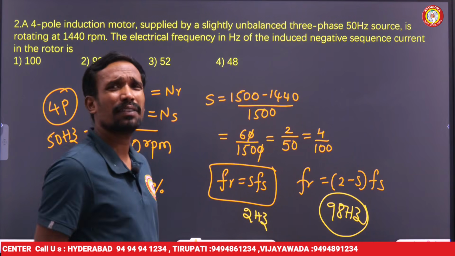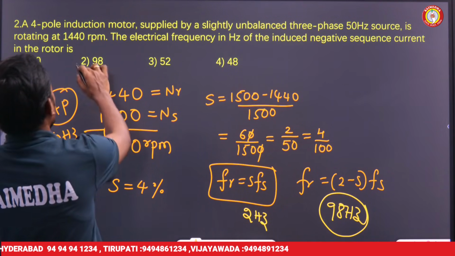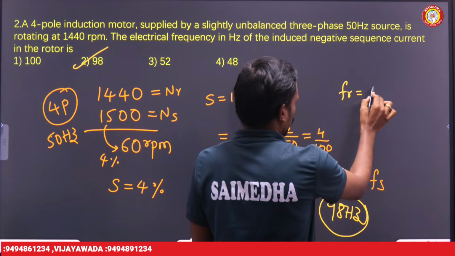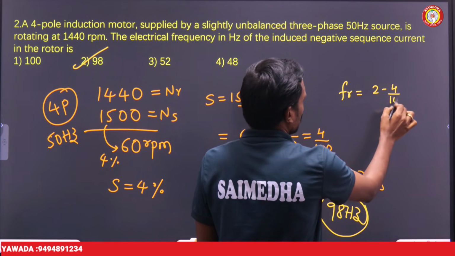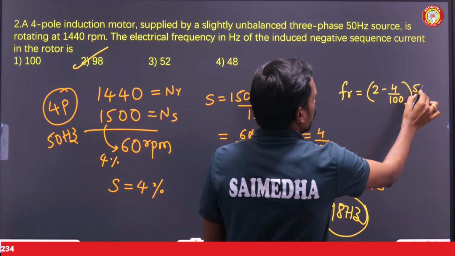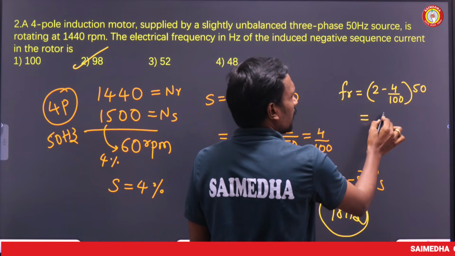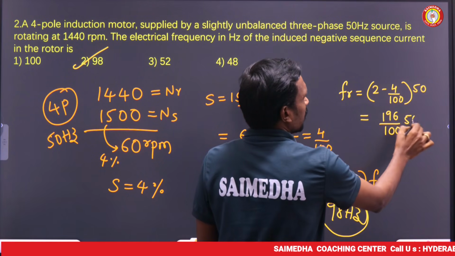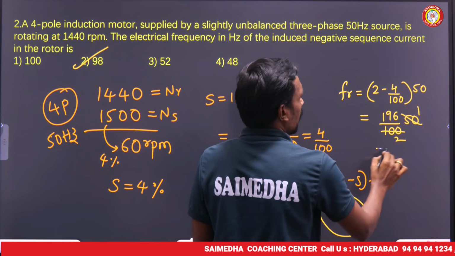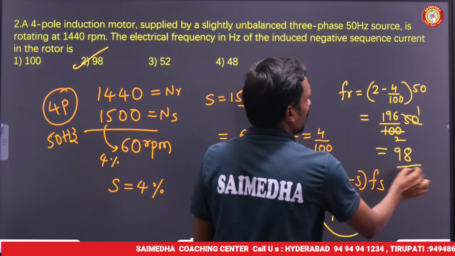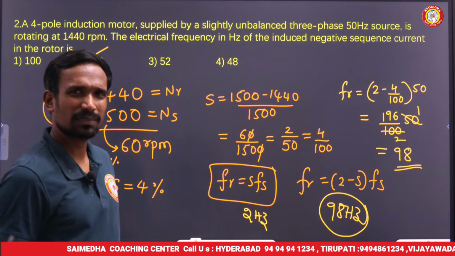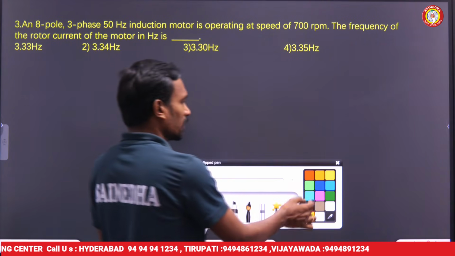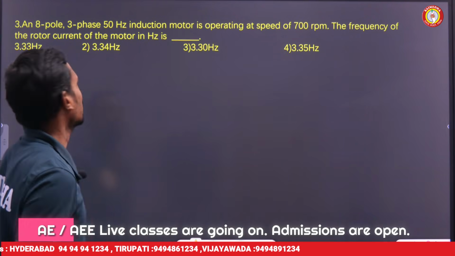Already we have a table, so directly we can give the answer. Otherwise, you can substitute here. Fr is equal to (2 minus 4%) of 50. 200 minus 4, 196, 196 out of 100. 196 by 2 is nothing but 98 Hz. That's simple. Next question, answer please.